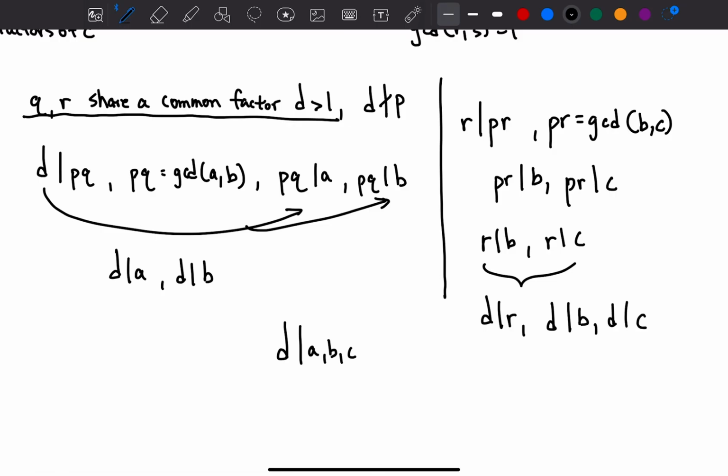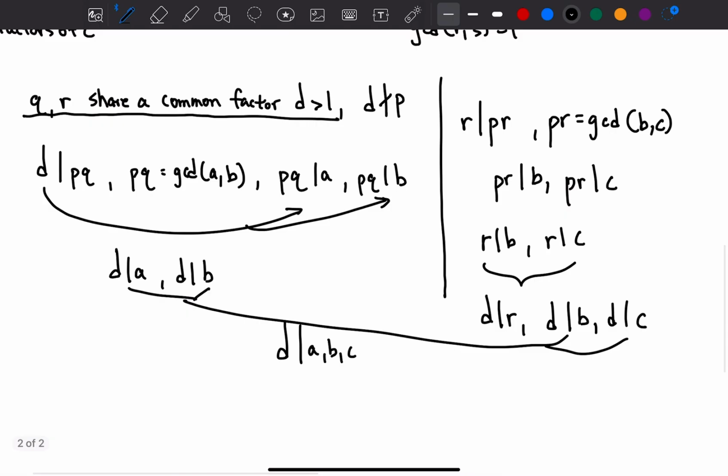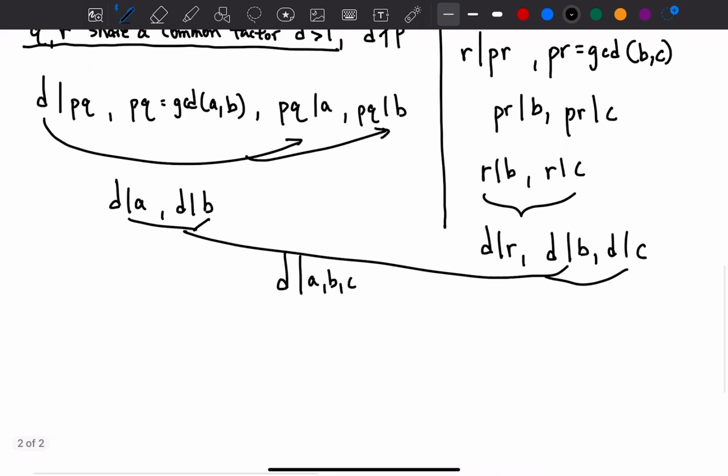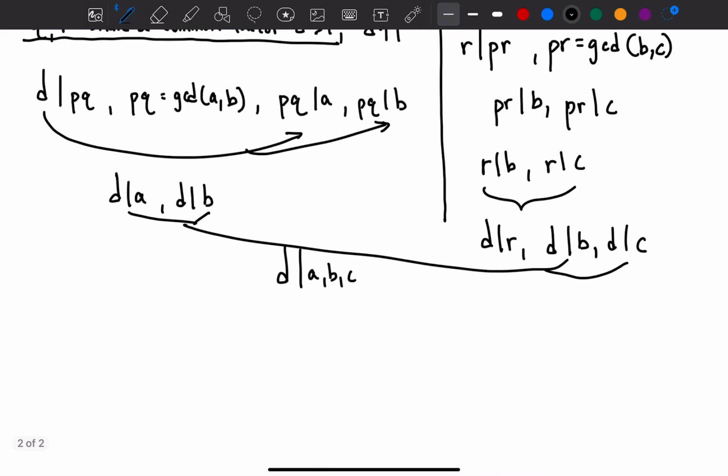Then we combine all four of these statements to get this final statement that says that D divides A, B, and C. But we know that P divides A, B, and C, and also P is the GCD of A, B, and C, which means that there is no other integer larger than P that divides all three, which means that D must be within P. So D must divide P.